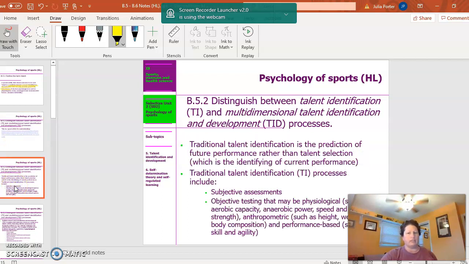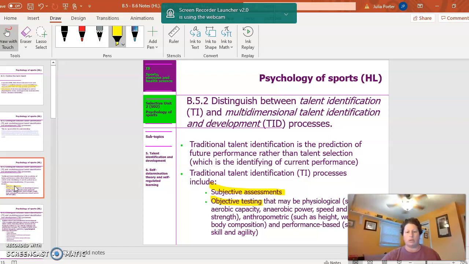So when we look at talent, we can look at talent by just plain what's called traditional talent identification, or we could look at multidimensional talent identification. So in the traditional setting, it includes subjective assessments and objective testing. So subjective assessments are going to be what the athlete tells you they feel like. I'm a good athlete, or I have great talent in sprinting. Well, you might be a good runner, but are you really a good sprinter?